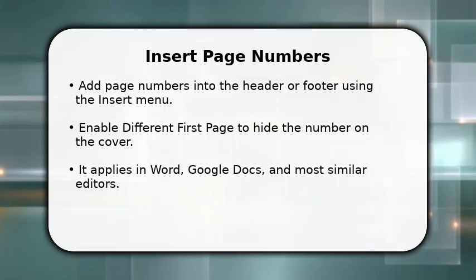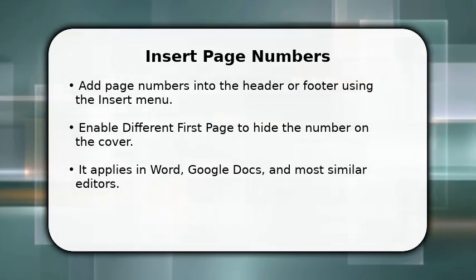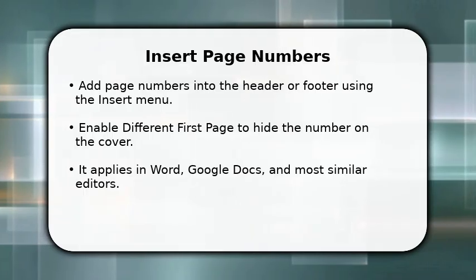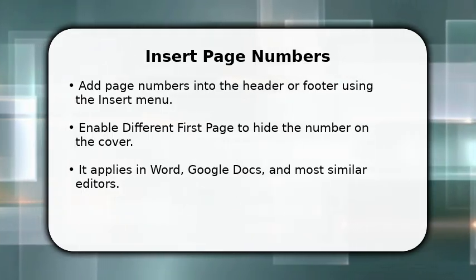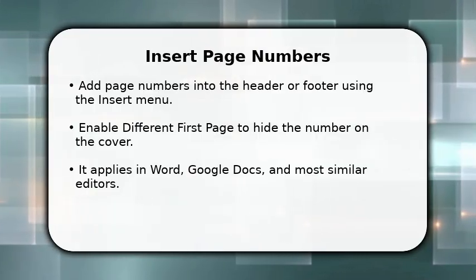Start by opening your document and deciding where page numbers should begin. Use consistent margins and page size before inserting numbers to avoid layout shifts. For a simple sequence, add page numbers into the header or footer using the Insert menu. Choose alignment, left, center, or right to match your style.